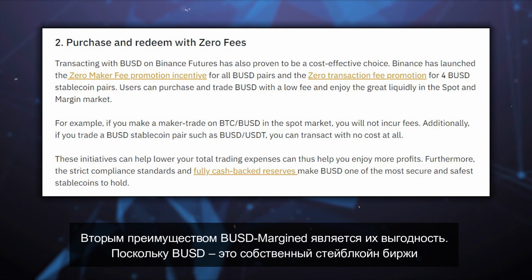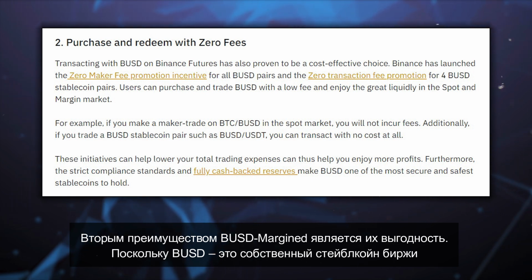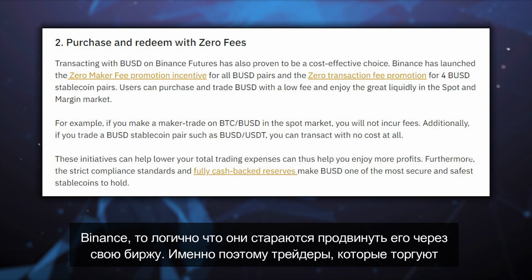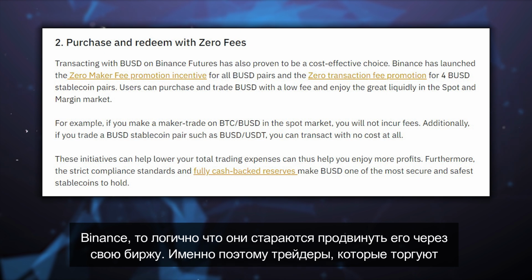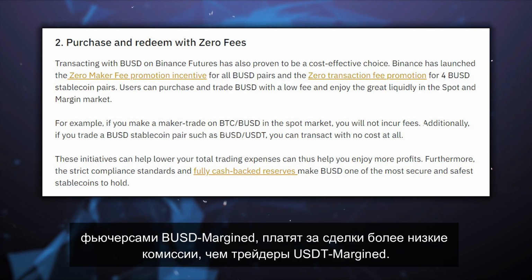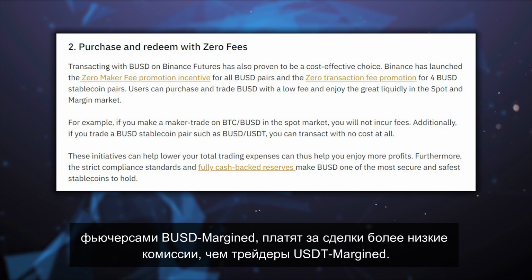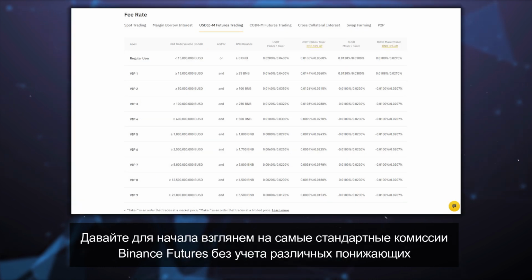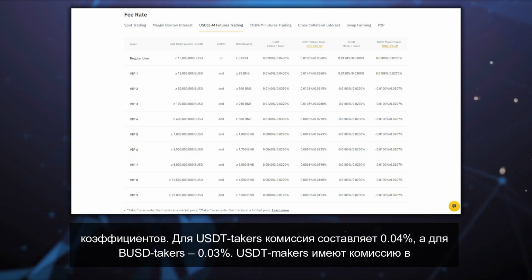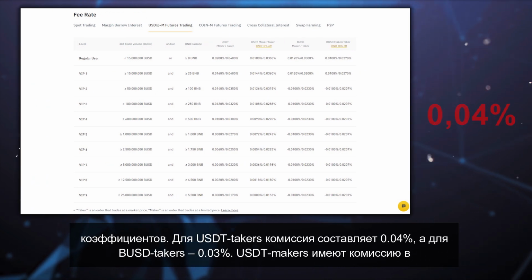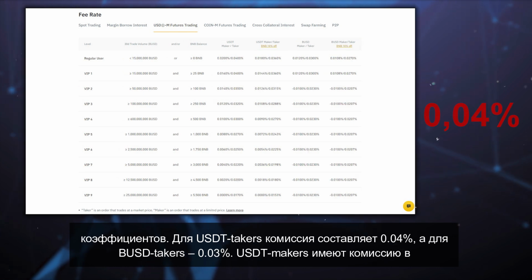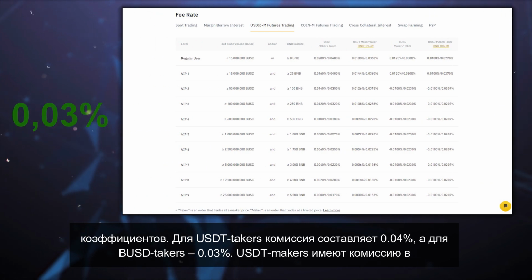The second advantage of BUSD margin futures is their profitability. Since BUSD is Binance's own stablecoin, it follows that they are trying to promote it through their exchange. That is why traders who trade BUSD margin futures pay lower commissions for transactions than USDT margin traders. First of all, let's look at the most standard Binance Futures commissions without considering various lowering coefficients. For USDT takers, the commission is 0.04%, and for BUSD takers, it amounts to 0.03%.